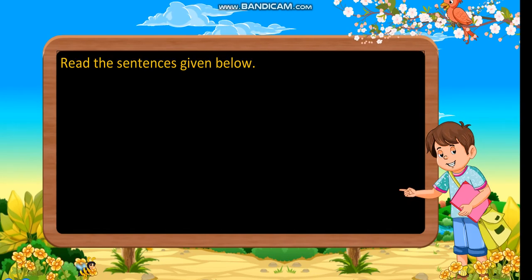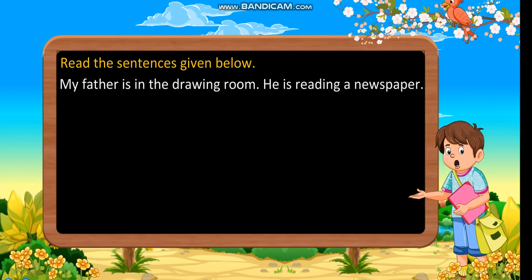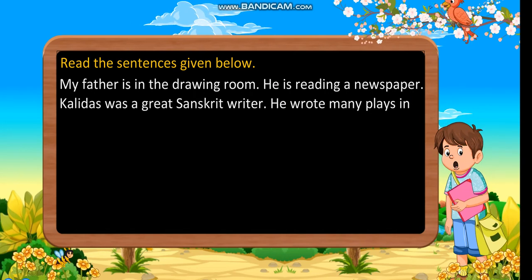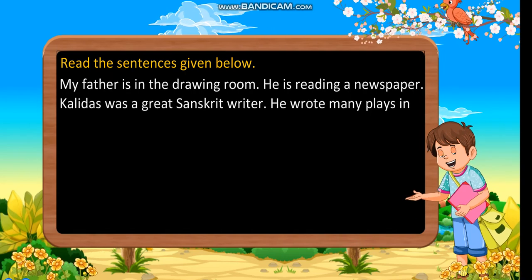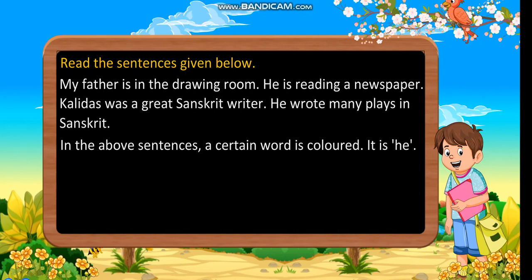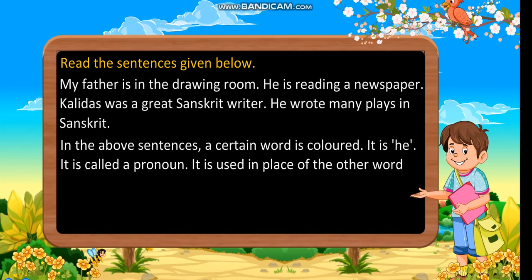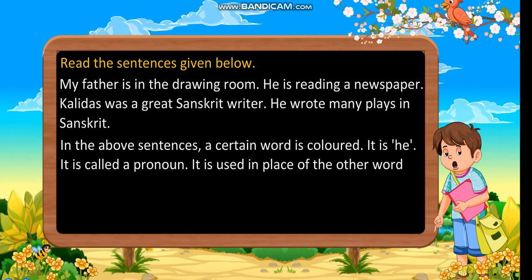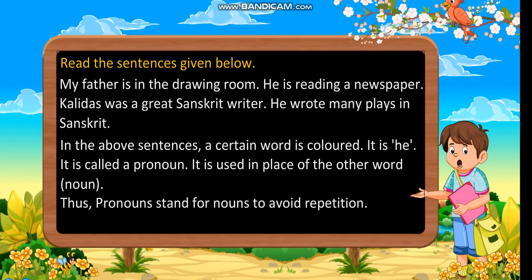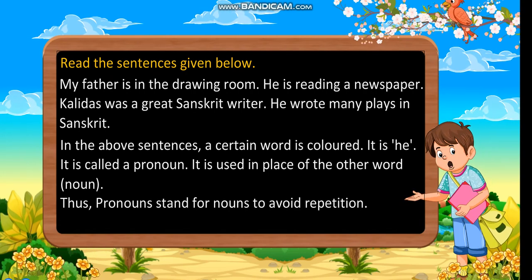Read the sentences given below. My father is in the drawing room. He is reading a newspaper. Kalidas was a great Sanskrit writer. He wrote many plays in Sanskrit. In the above sentences, a certain word is colored. It is "he". It is called a pronoun. It is used in place of the other word, noun. Thus, pronouns stand for nouns to avoid repetition.